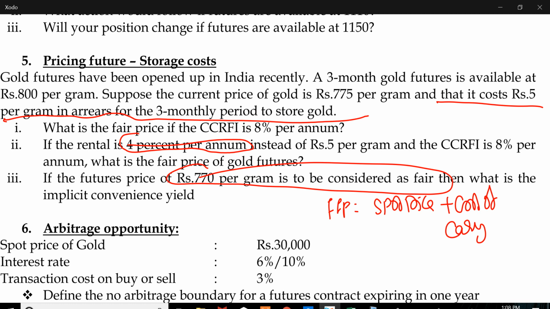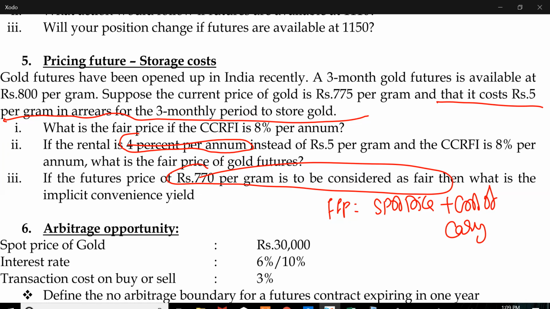So sometimes they say there is a convenience of holding the physical commodity. That's why it is called convenience yield. There's a convenience attached with holding a physical commodity. Convenience yield will come into picture only if there's a scarcity of a product. If there's no scarcity of a product, convenience yield is always zero.